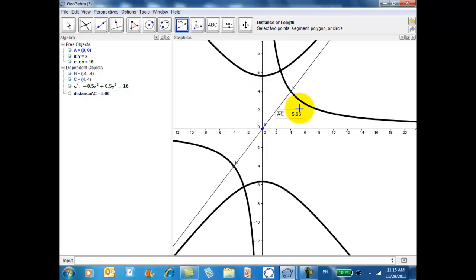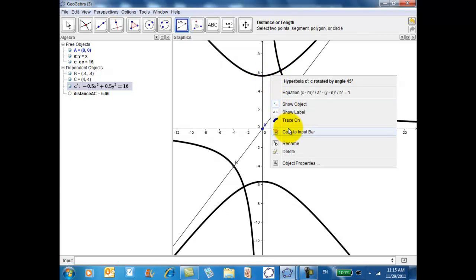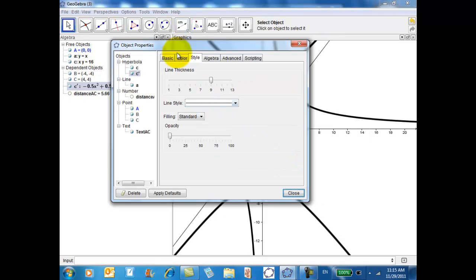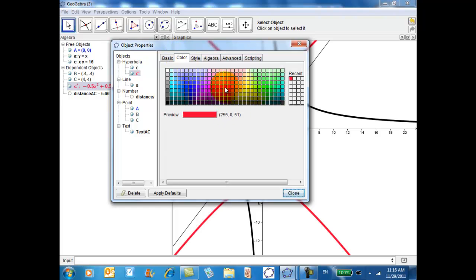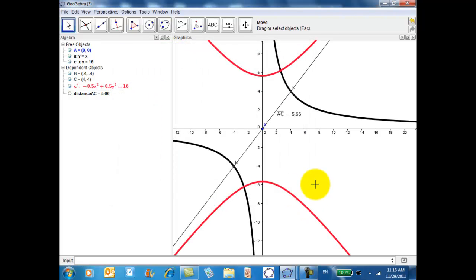It ends right there. Yeah, this is the original hyperbola. And in black here, let's make this our transformed one. Let's make it red. There's the rotated one. And you've got the equation there too, in kind of a strange form, but as you can see, if you multiply through by 2, you'll get negative x squared plus y squared equals 32. And then you can find asymptotes. Right. Now, the asymptotes were originally the x and y axes. Those have been rotated as well, right?